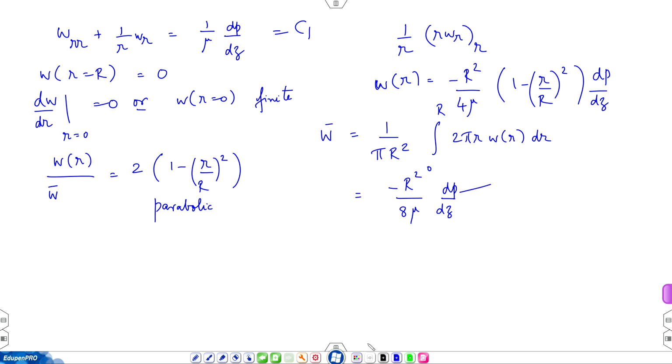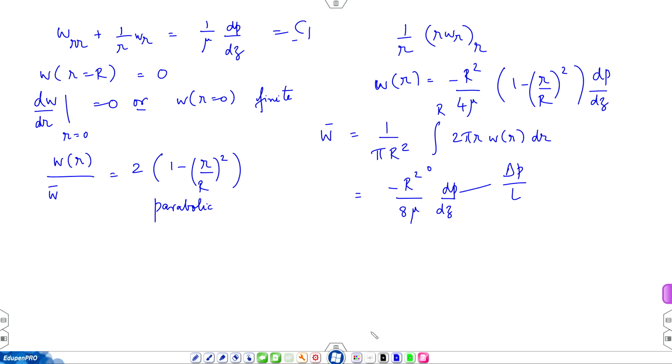This dp dz is constant C1, therefore, pressure varies linearly. See, W bar is positive, so it is very clear that dp dz has to be negative. So, pressure decreases in the direction of flow. And this you can write as delta P over L.